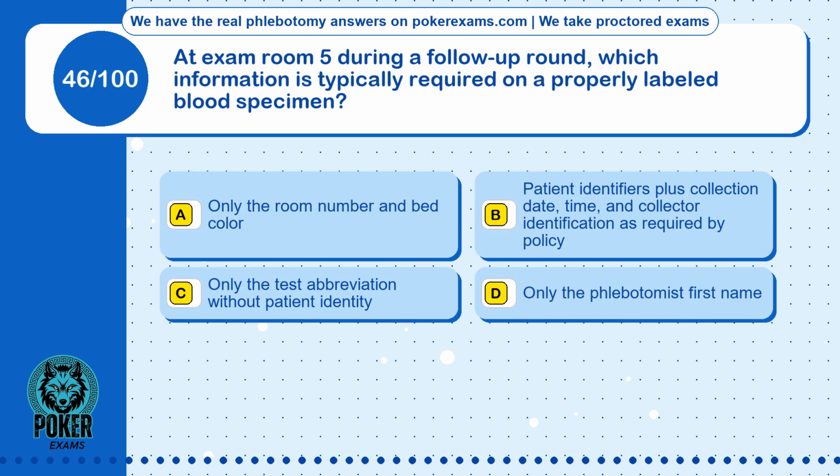Question 46. At exam room 5 during a follow-up round, which information is typically required on a properly labeled blood specimen? Option A. Only the room number and bed color. Option B. Patient identifiers plus collection date, time, and collector identification as required by policy. Option C. Only the test abbreviation without patient identity. Option D. Only the phlebotomist first name.